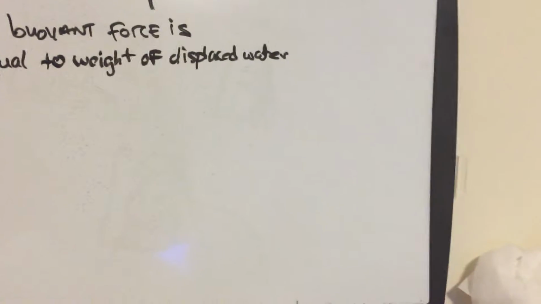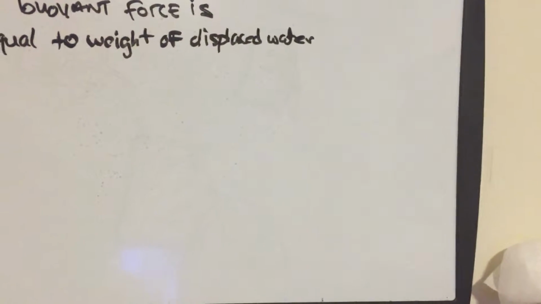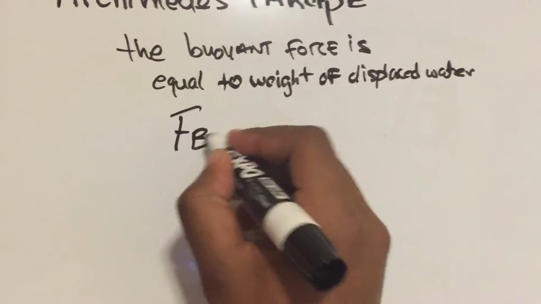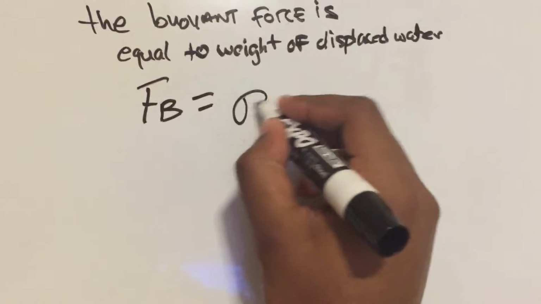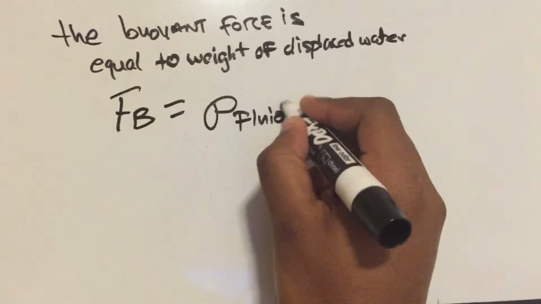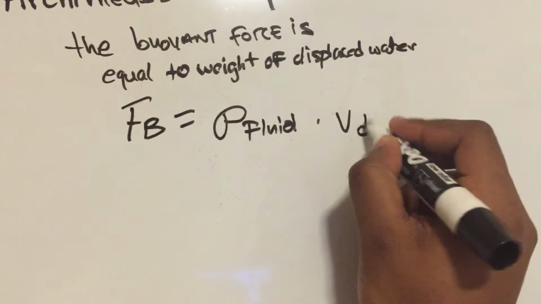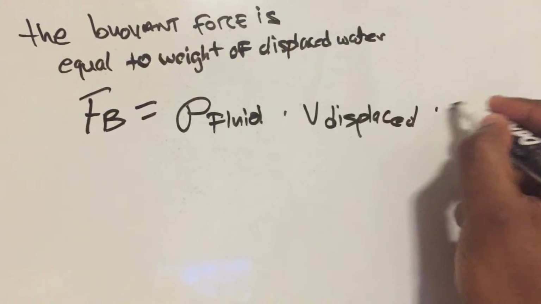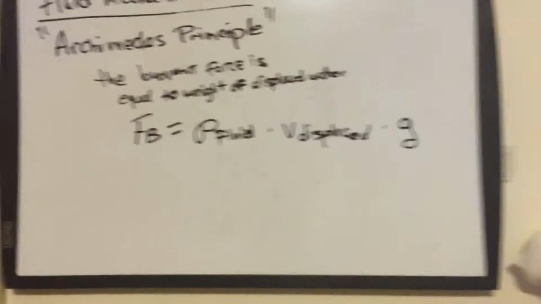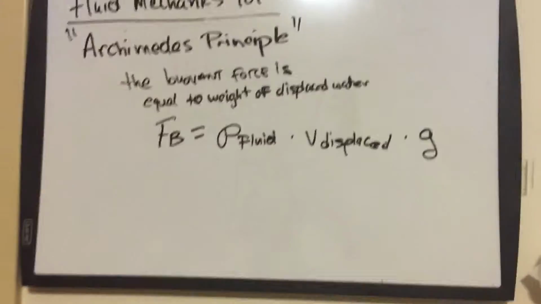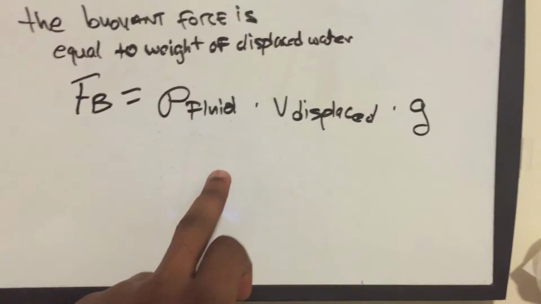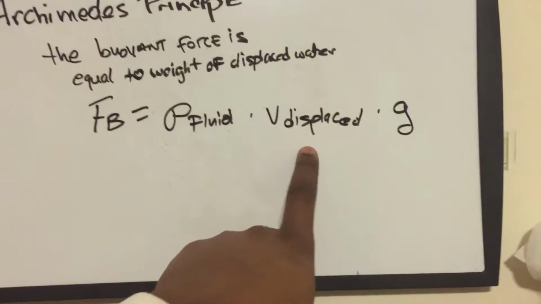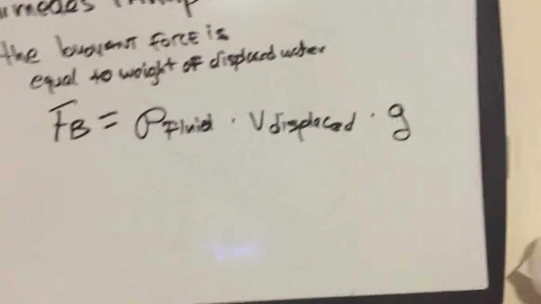So the Archimedes principle in formulation is: the buoyancy force is equal to the density of the fluid times the volume of the displaced fluid times gravity. So when you place an object into the water, the buoyancy force is equal to the density of the water times the volume that is displaced from the fluid by the object being in the water, times gravity.